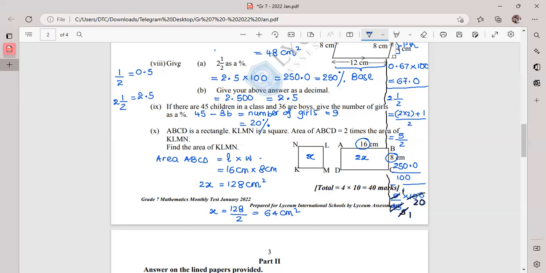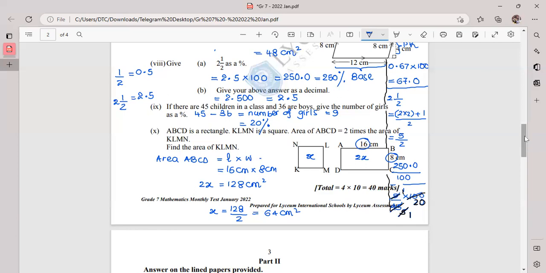This is how you want to get the answer for the last one. First of all, you want to understand the relationship between the rectangle and the square, right? Whatever area value you get for the square, 2 times the square area is the area of the rectangle. So if you find the area of the rectangle, then it should be half of that. 2X divided by 2 is X. Here the area of the rectangle is 128, so it should be half of that, that is 64 centimeters squared.